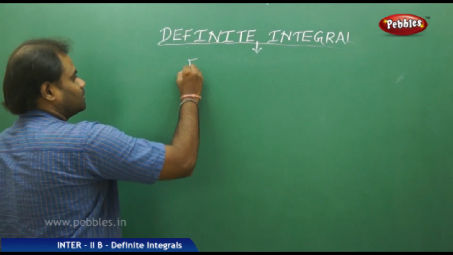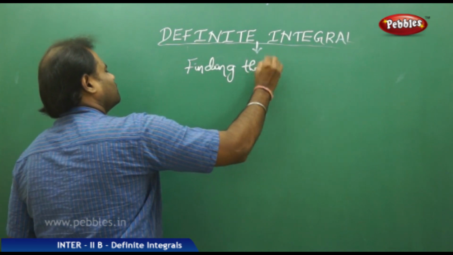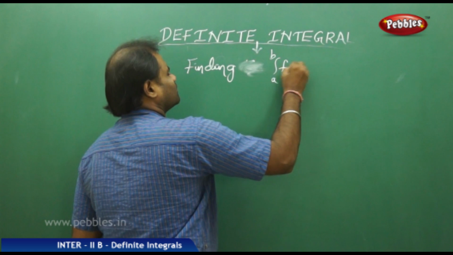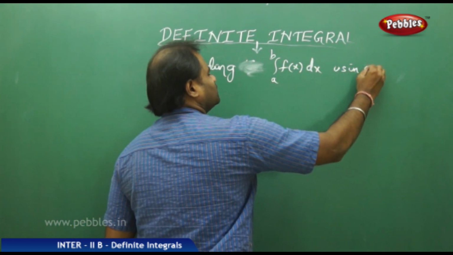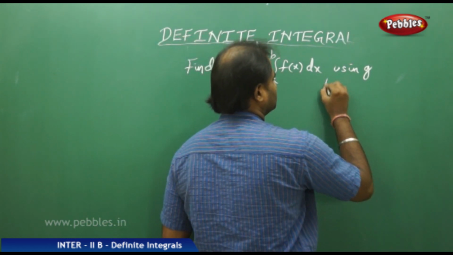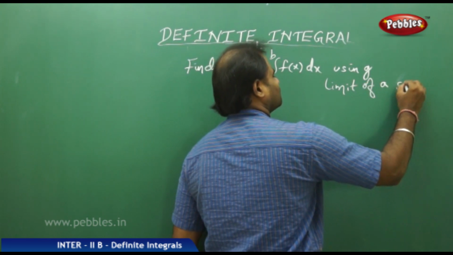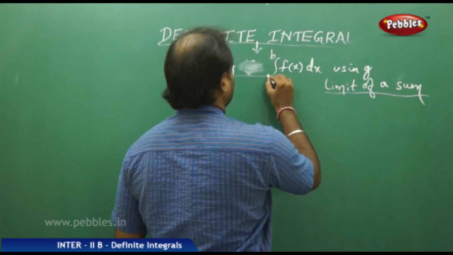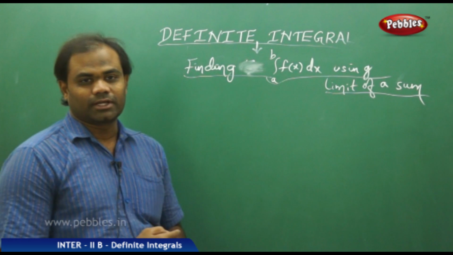So let's now find the integral from a to b of f of x dx using the limit of a sum, or the Riemann sum. That is what we're going to discuss in this session.